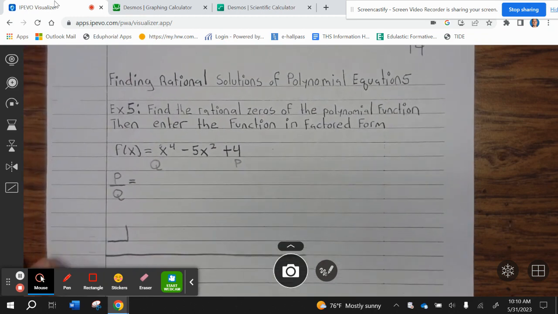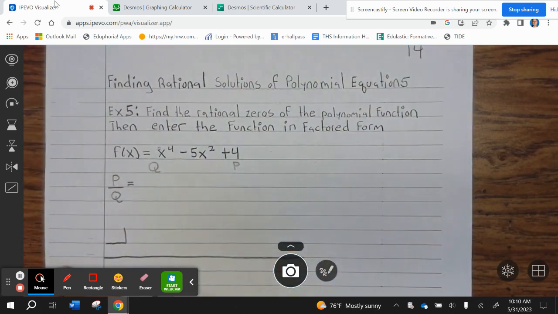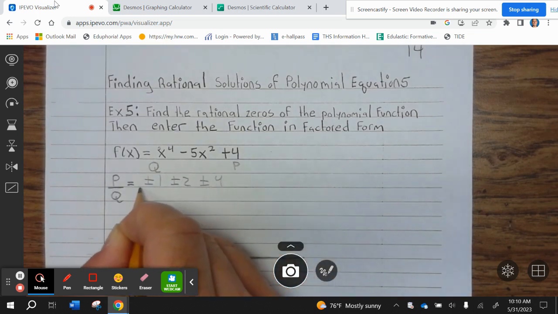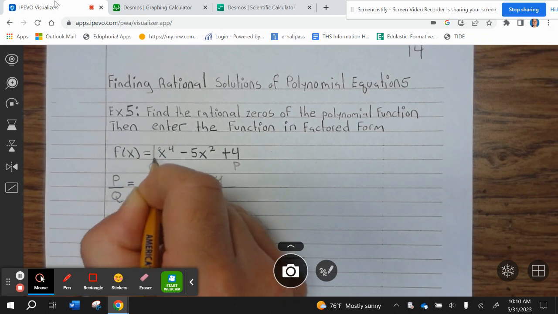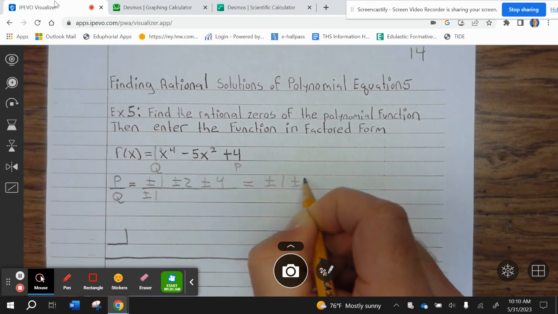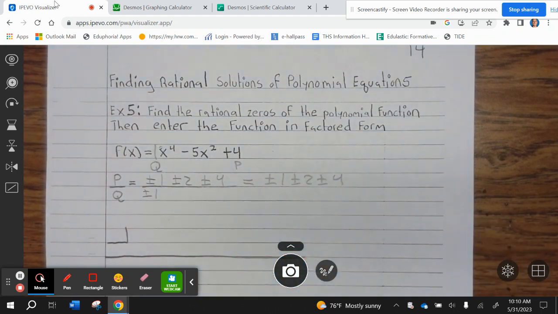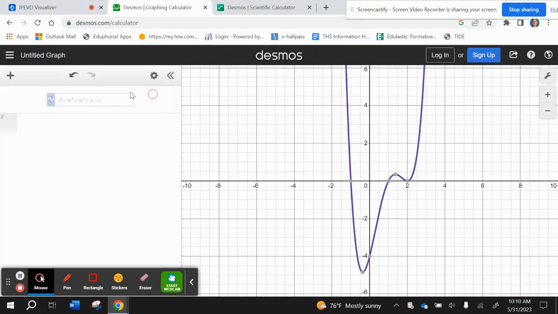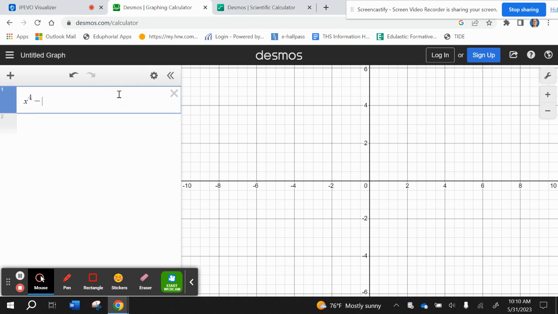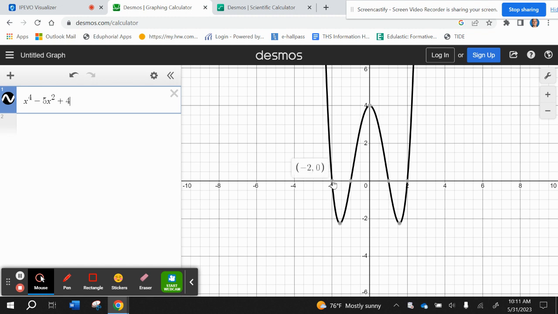Okay, so the factors of p are plus or minus 1, plus or minus 2, plus or minus 4, divided by plus or minus 1. That becomes plus or minus 1, plus or minus 2, plus or minus 4. And let's go ahead and graph to find the first zero. So that's x to the fourth minus 5x squared plus 4.